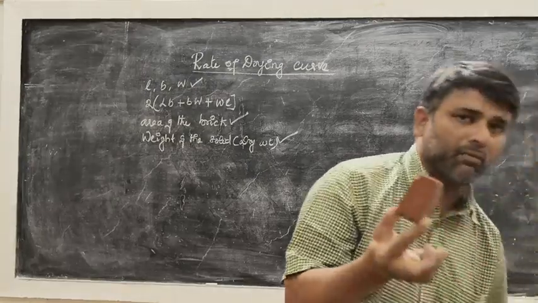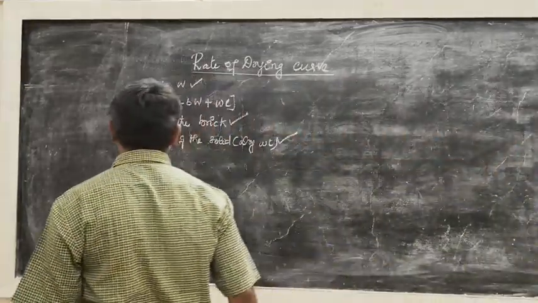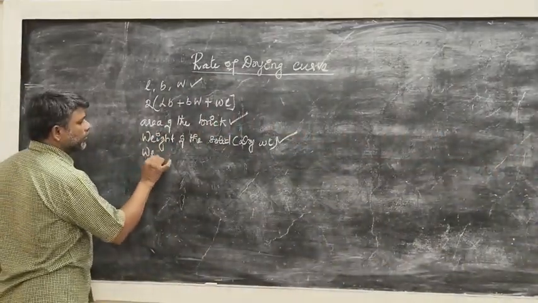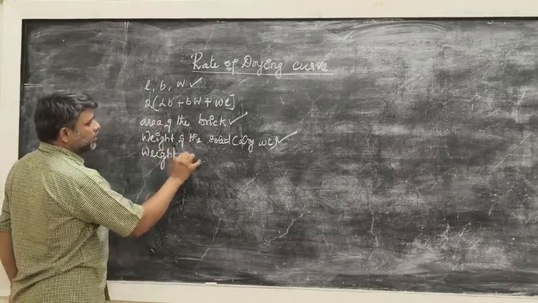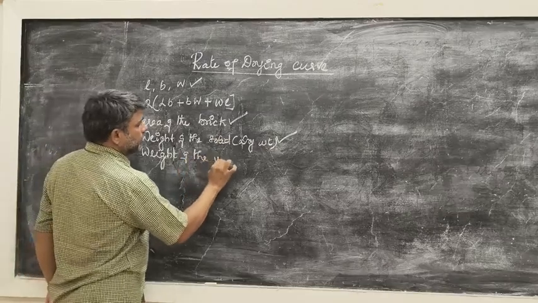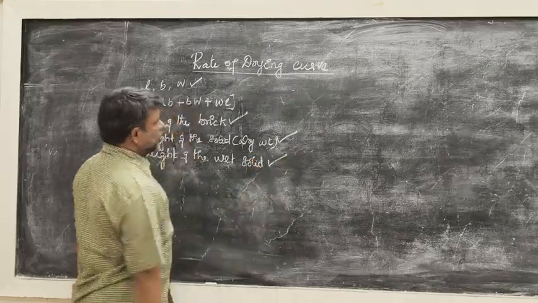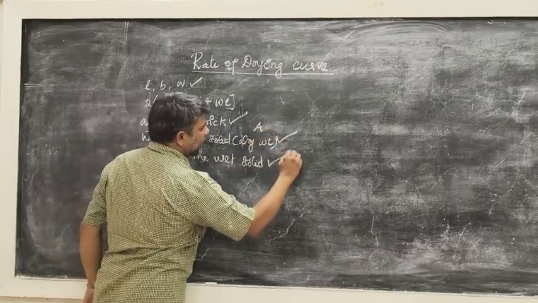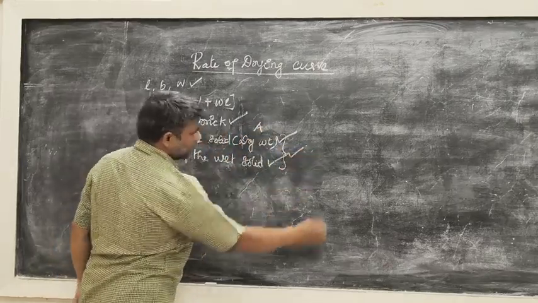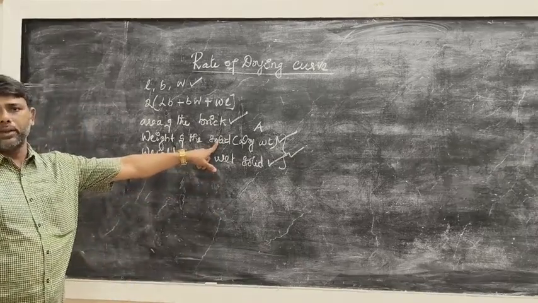Now the weight is the wet weight of the wet brick. Weight of the wet solid. So the area of the brick A is known, and dry weight and wet weight are both known. Here the difference between dry weight and wet weight is the moisture content.